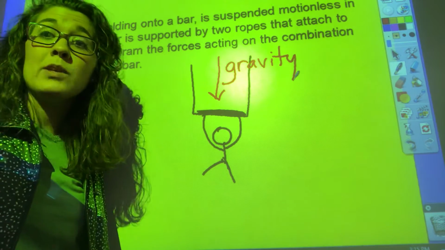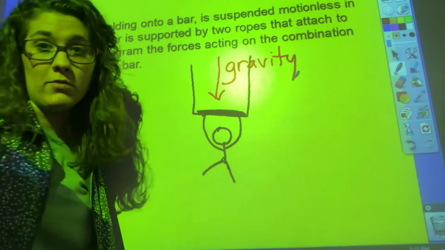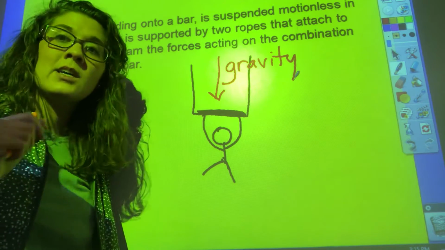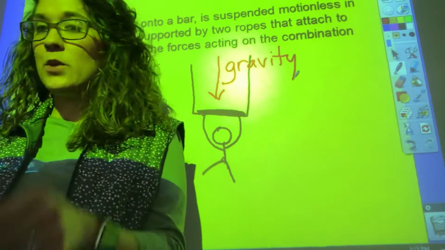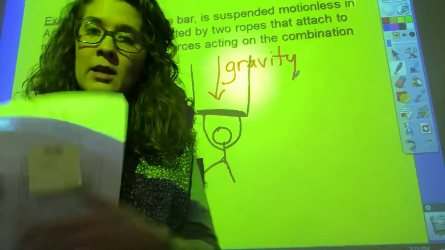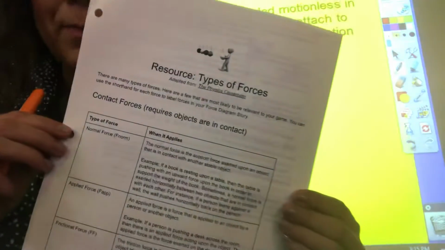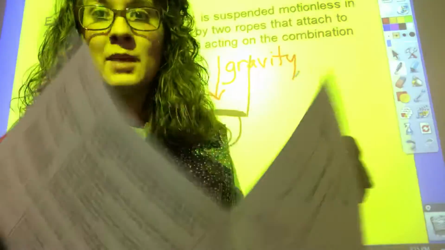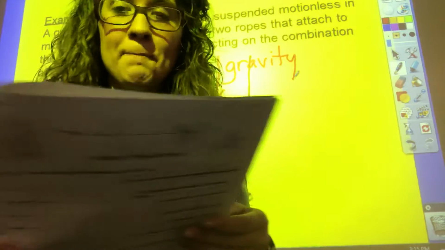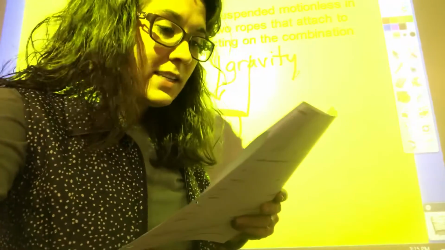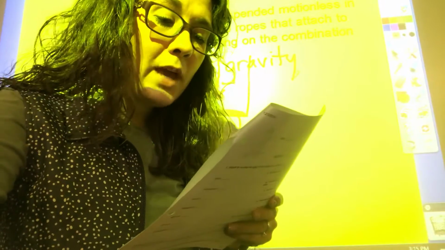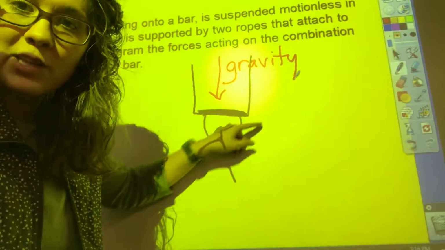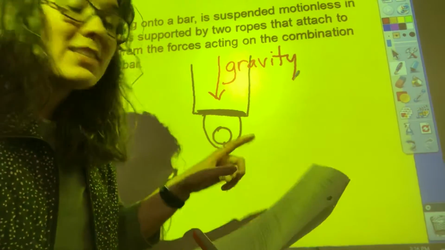Now, if gravity was the only force happening, this dude would be hitting the floor. But that's not the case. He's suspended in the middle of the air. So we've got more forces that are working. If you were paying attention when you did this paper on the types of forces, it talks about all the different forces that we can be using. On the second page, it says there's a type of force that is transmitted through a string, rope, cable, or wire, and is pulled tight by forces acting on it. So this rope is pulled tight because this guy is hanging on it. This is called a tension force.